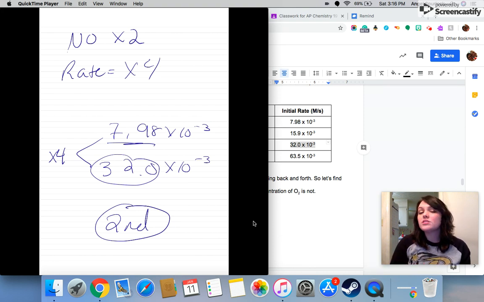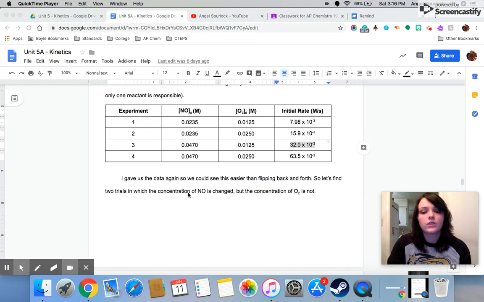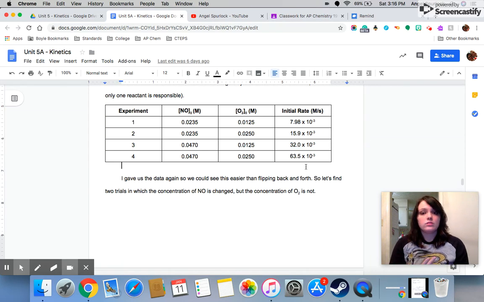Now we already knew this because I used this example earlier, but now you can see the data and where I got that from, right? This is how you would solve for it if you didn't know that NO was second order. So now we need to solve for the rates of oxygen, because solving for one reactant is not going to give you a lot of information on the other reactants and how they're related to rate.